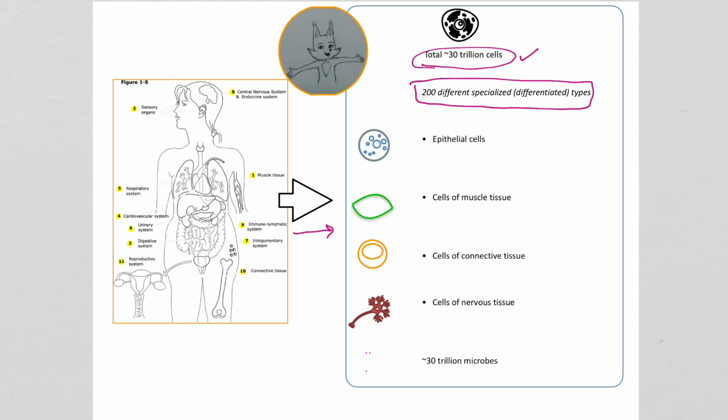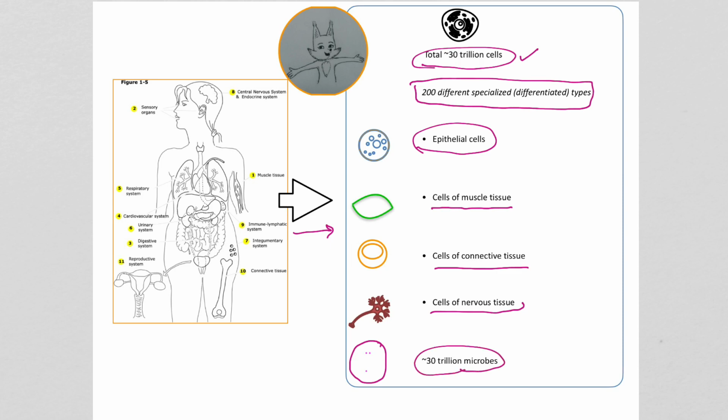These cells include the cells of the 4 tissues: the epithelial cells, the various cells of the muscle tissue, cells of connective tissue, as well as the cells of the nervous system. And let us not forget, the human body also has a lot of little microbes, which are very abundant in certain parts of the body, such as the colon. So this is also an important part of the human body, as we now know.